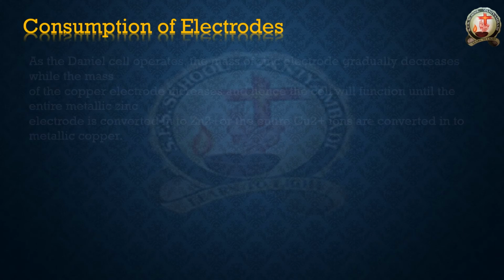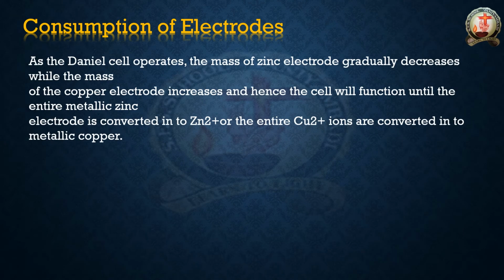As a Daniell cell operates, the mass of the zinc electrode gradually decreases while the mass of the copper electrode increases. All the zinc metal is converted into zinc 2+ ions, so the weight of the zinc strip is reduced. The copper 2+ ions in the copper sulfate solution get electrons from the zinc, so the weight of the copper electrode will be increasing while the weight of the zinc electrode decreases.